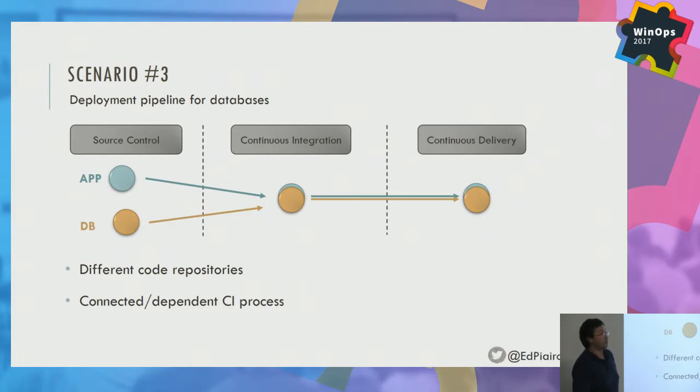The third and most exotic, I don't know if this exists, but it was a kind of experimentation. App and database live in different code repos, but somehow we made the build part dependent on the success of the other. So if I failed to build my database, if I failed to validate, I didn't have to start the application CI process. Does anyone do it like this? I don't know. It was just a curiosity.